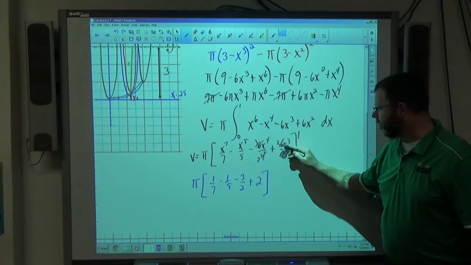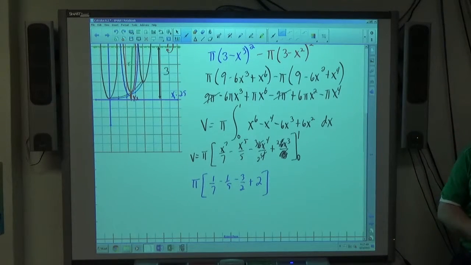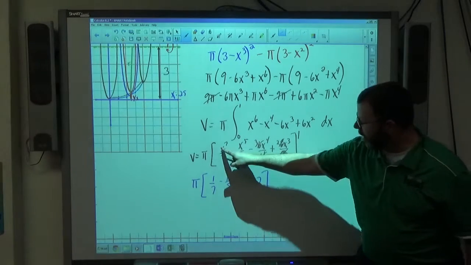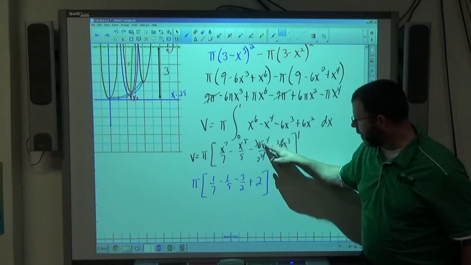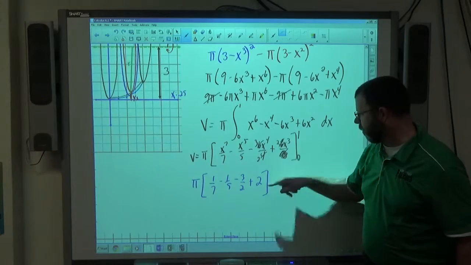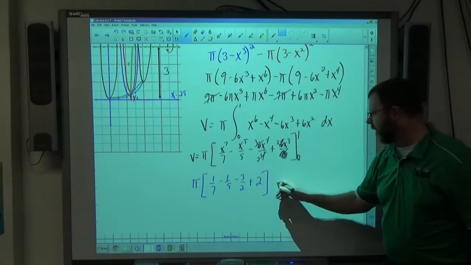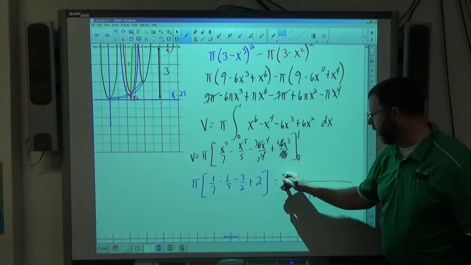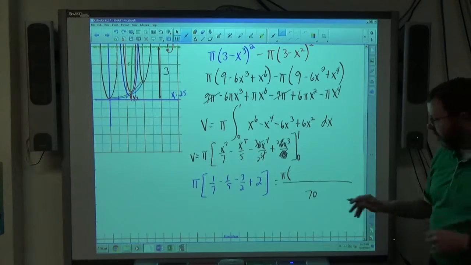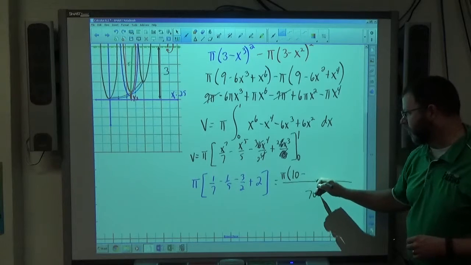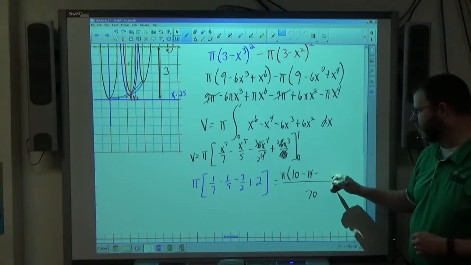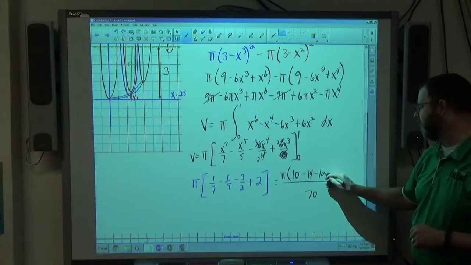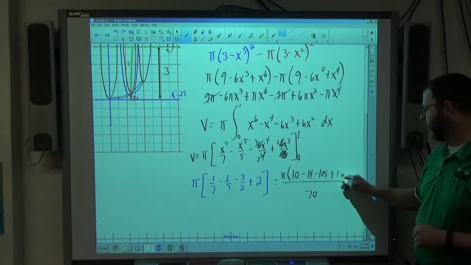I wasn't forceful enough in my crossing out of things over here. All right. So put in 1, you get 1/7, 1/5, that's 3 times 1 over 2, and that's 2 times 1, so plus 2. Common denominator is 70. So I'm going to get, again it's pi, right, times all this stuff. I'm going to get 10/70ths minus 14/70ths minus, it would be times 35 is 105, and then plus 140.